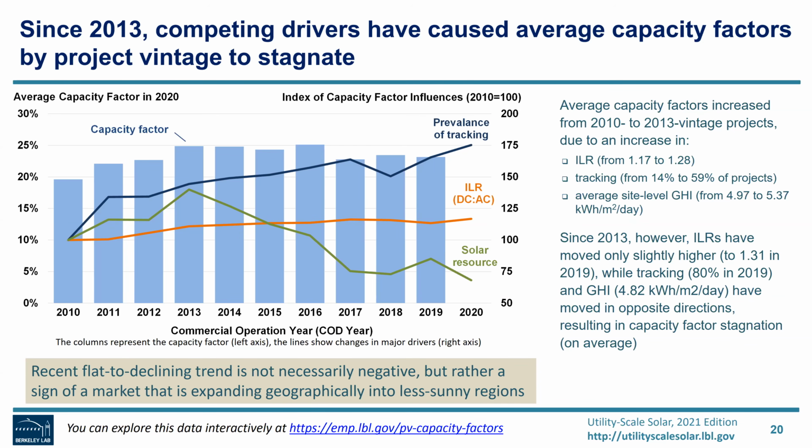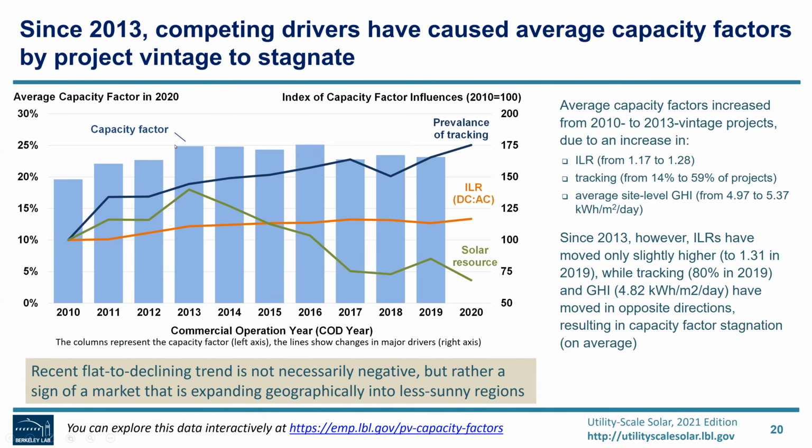This graph here tracks capacity factor by project vintage. And so you can see that from between 2010 and 2013, the average capacity factor of a utility scale PV plant built over those 4 years increased from about 20% up to 25%. And that is a result of these same three drivers that I already talked about and that are also reflected on this graph. So we saw an increase in tracking. We saw sunnier sites being developed, and the DC to AC ratio also increased pretty significantly over this period.